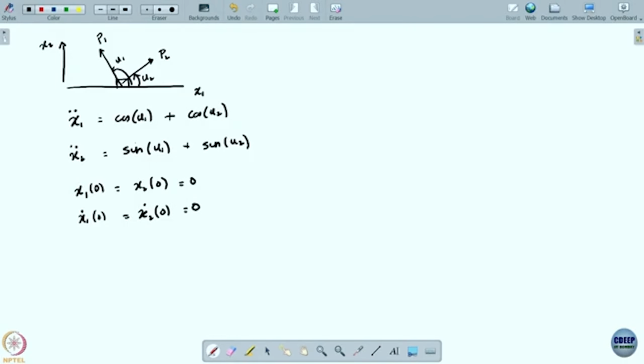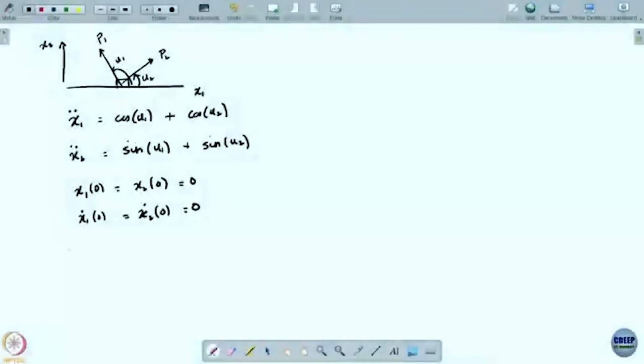Now, there is an assumption here which I need to make and emphasize, which is that these players are going to decide the angles at which they will pull, but then the angles once decided will remain fixed. The angles will not change with time, although the block moves over time. So, u1, u2 once decided are held fixed. This is the assumption, alright.